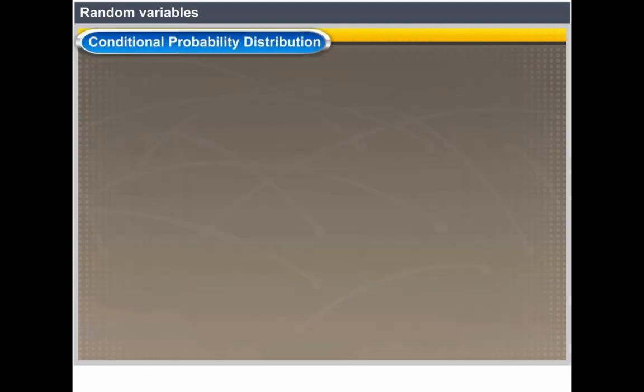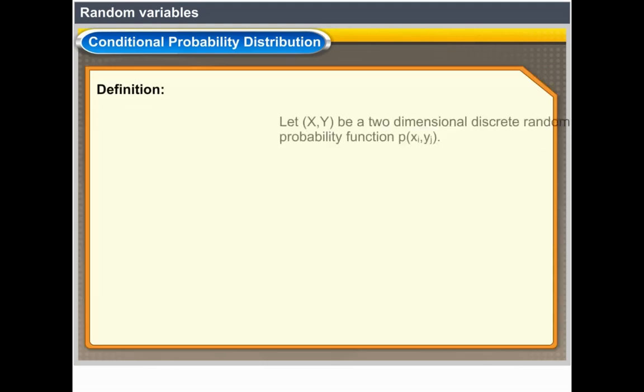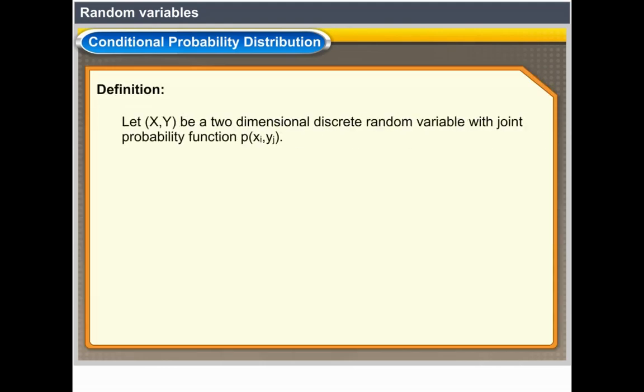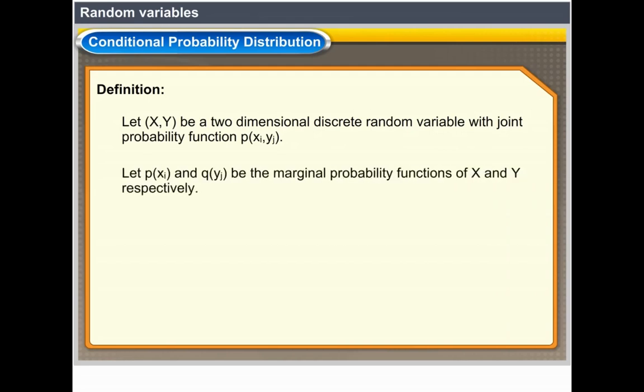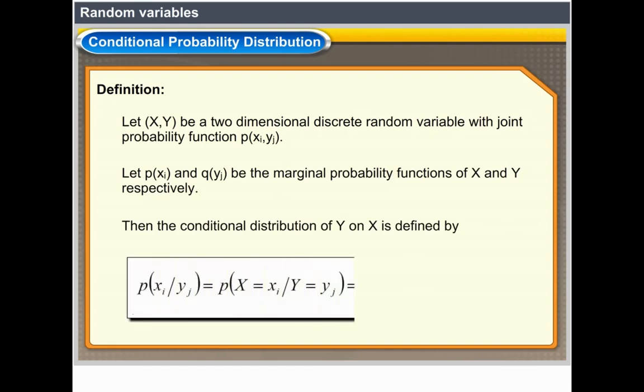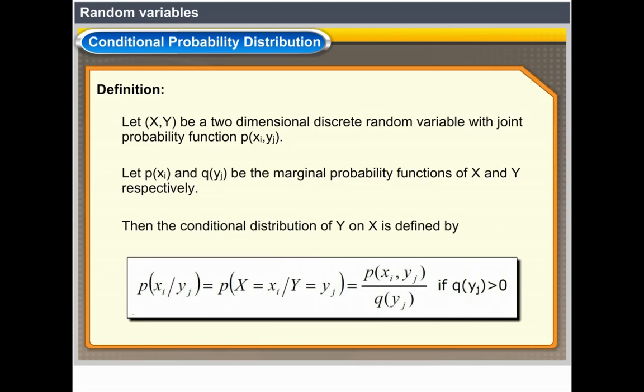Conditional probability distribution. Definition. Let (X, Y) be a two-dimensional discrete random variable with the joint probability function p(xi, yj). Let p(xi) and q(yj) be the marginal probability functions of X and Y respectively. Then the conditional distribution of X on Y is defined by p(xi | yj) = P(X = xi given Y = yj) = p(xi, yj) divided by q(yj), if q(yj) > 0.